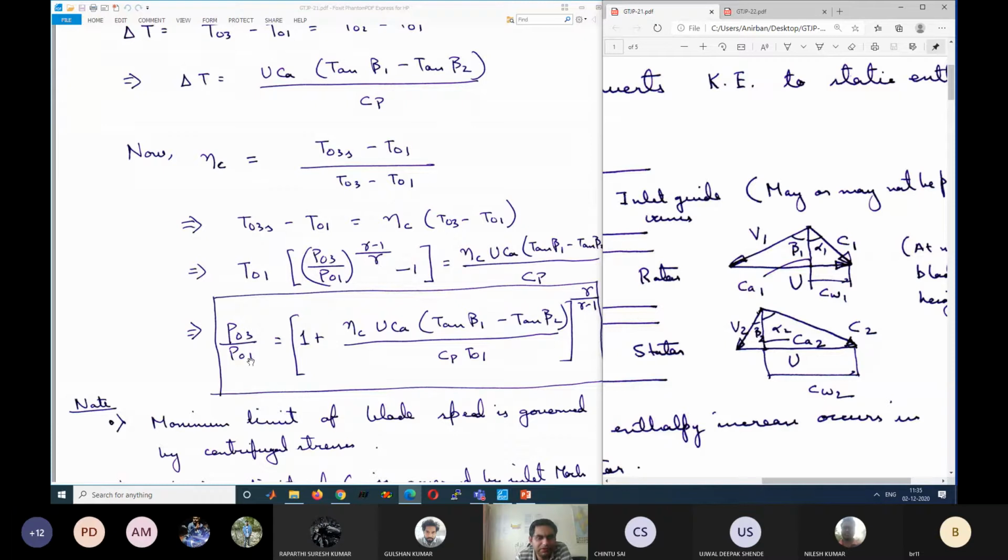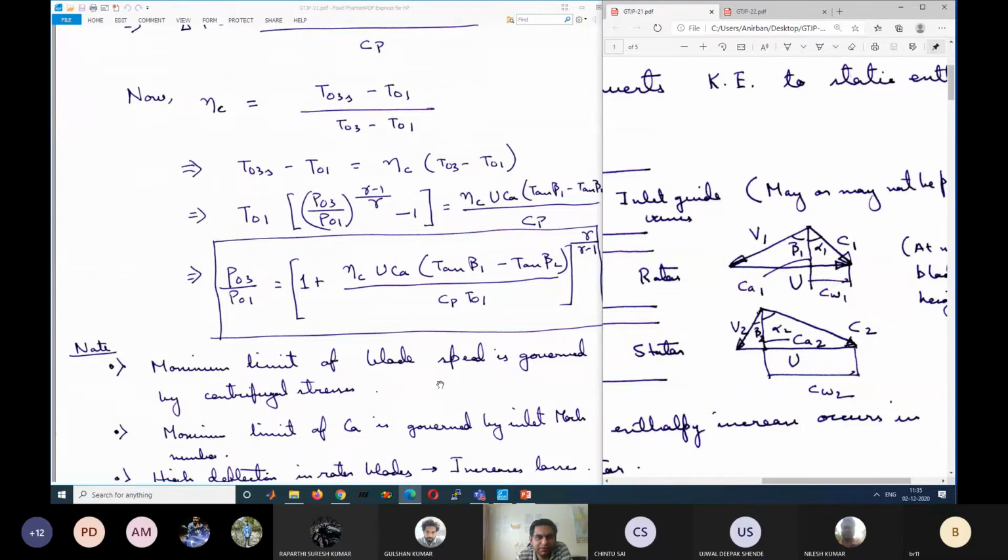We can write P03 by P01 as 1 plus eta C UCA (tan beta 1 minus tan beta 2) Cp T01 whole to the power gamma by gamma minus 1. So this is the relation of the change in the stagnation pressure, or the effect of the compressor in a single stage. If you want to calculate the pressure ratio for a single stage in terms of design parameters like blade angles, blade velocity, axial flow velocity, inlet conditions, and isentropic efficiency, all these are design parameters. So you will get the pressure ratio.